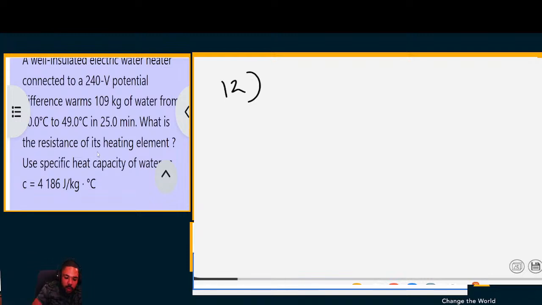Now, first of all, we need to determine the resistance of the heating element, right? Let's start working backwards. How are we able to get the resistance of this heating element? We can get it using the formula power is equal to the voltage squared divided by the resistance.